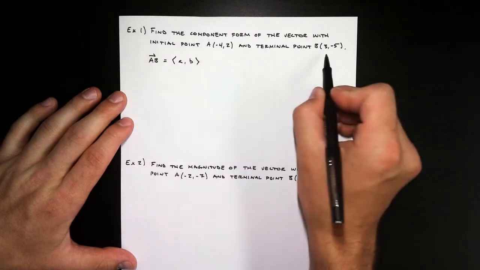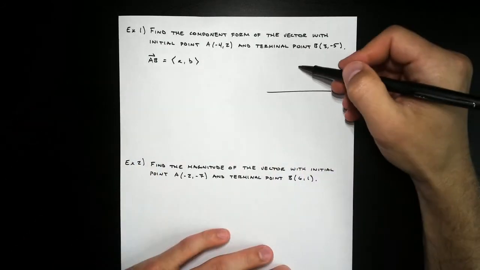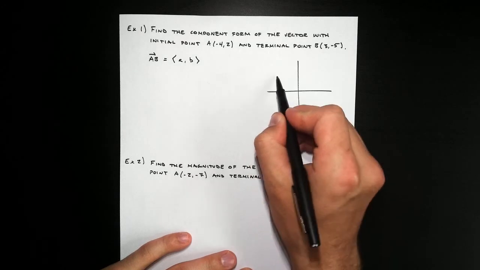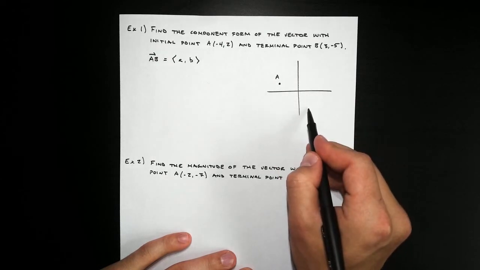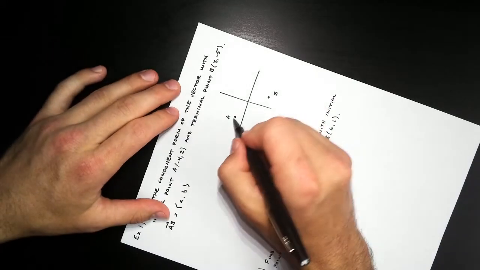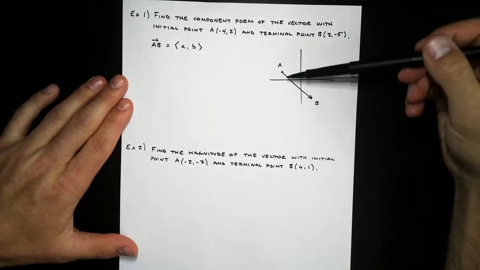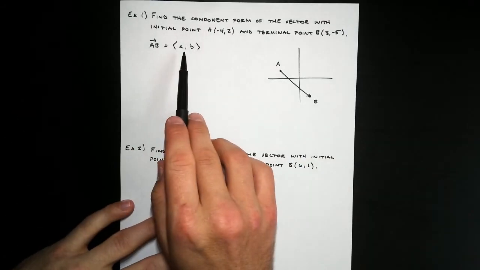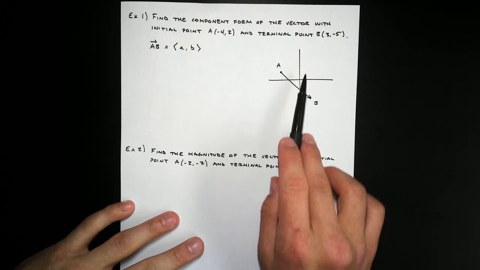So here I'm given the 2 points. Let me just sketch these out so we can think about this for a second. So nothing too fancy. So -4, 2, so maybe that's over here. And then our terminal point, 3, -5, it's somewhere down here. Definitely not being exact by any means. Okay, and we're starting at A, and then we're going to B. To fill out my component form, what I need is how far left or right this goes, and then I also need how far up or down.